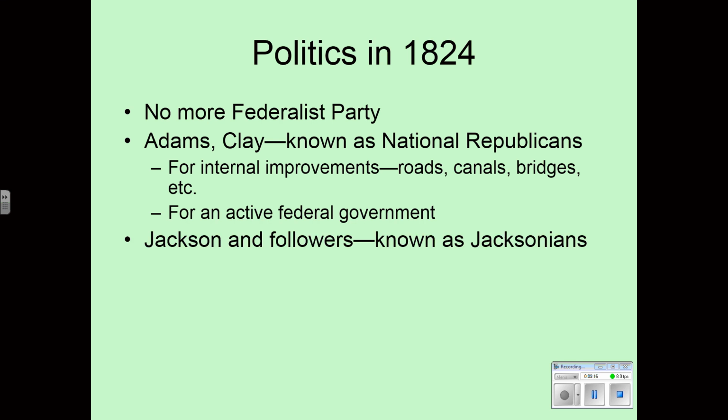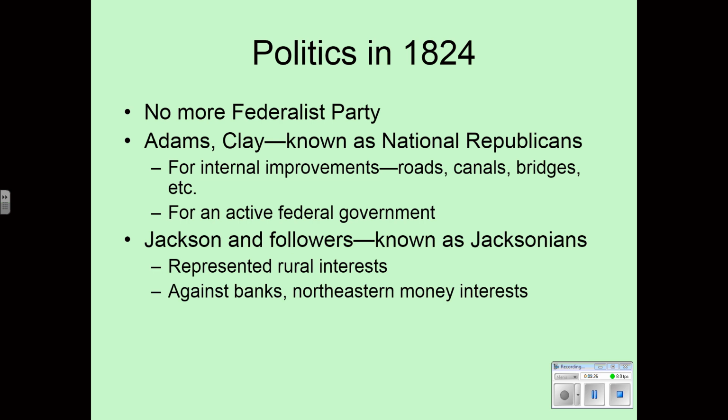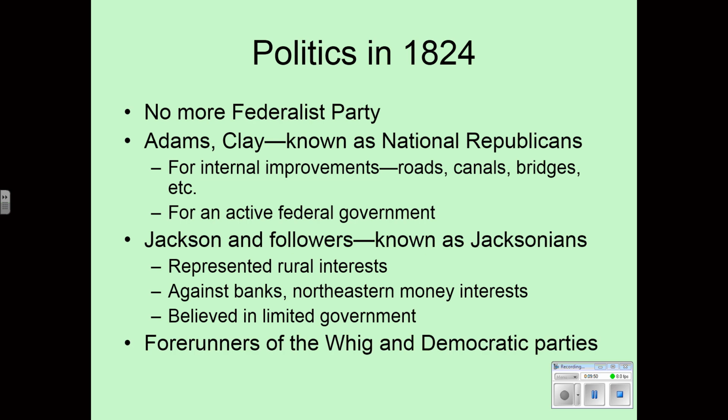Now, Andrew Jackson was on the other side. His followers were known as the Jacksonians. And they represented rural interests, farmers, country people. They hated banks. They hated the northeastern money interests. These are the people who had formed the core of the Federalist Party in the Northeast, and the Jacksonians really hated them. They believed in limited government. This is part of the tradition of Thomas Jefferson. And these two parties, the National Republicans and the Jacksonians, would later turn into the Whig and Democratic parties. The National Republicans would evolve into the Whig Party, and the Jacksonians would evolve into the Democratic Party.